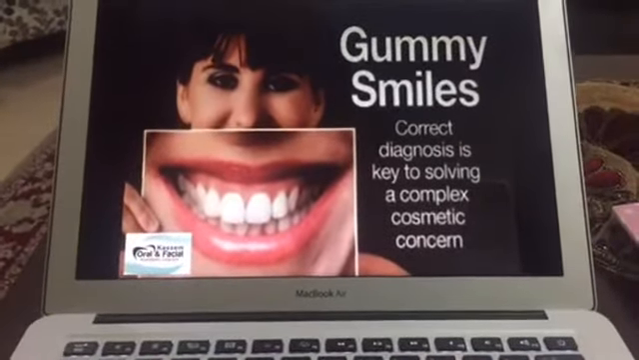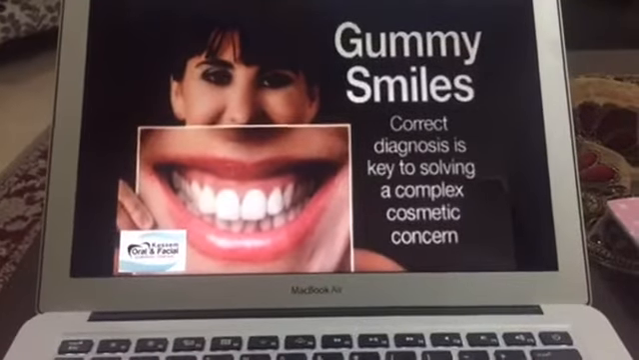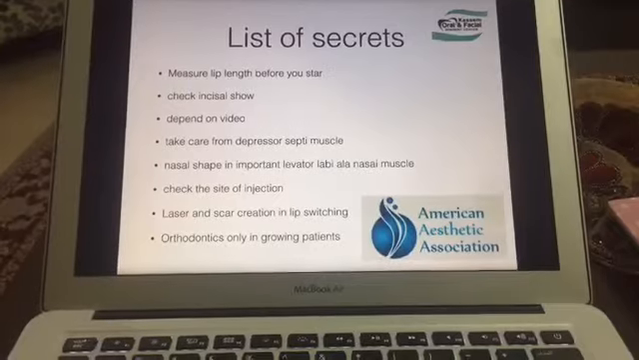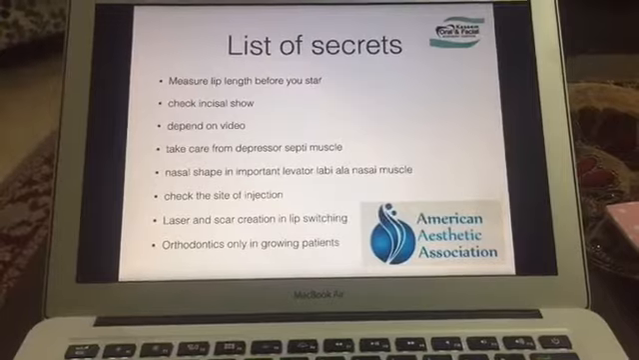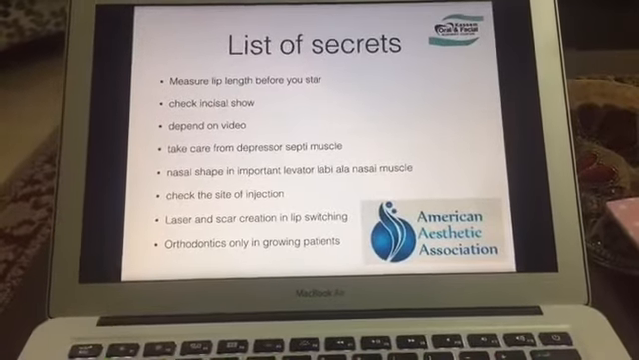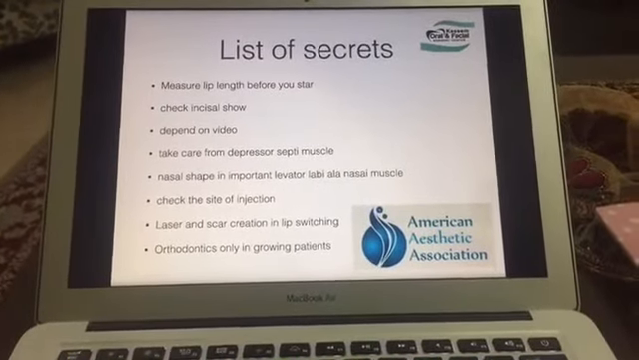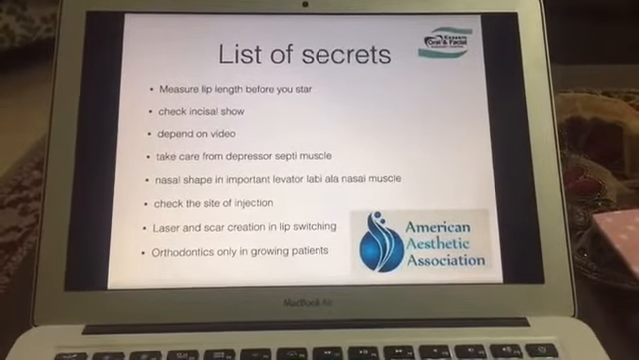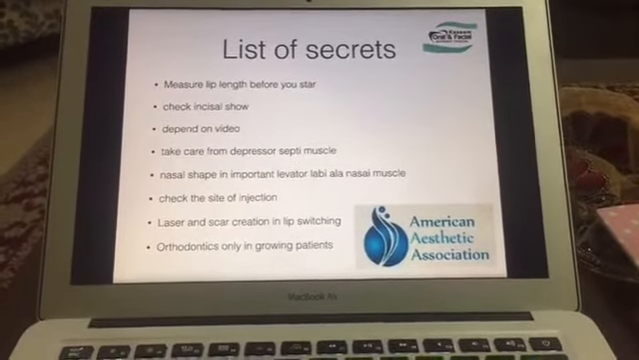With gummy smile, it's very important to get a correct diagnosis. It's very crucial to help our patients. Okay, this is a list of secrets. You have to measure the length of the lip before you start. You have to check the inside of the jaw, dependent on video. Take care of the depressor septi. Nasal shape is very important. So I have to take care of the levator labii alaeque nasi muscle. I have to check the site of the injection. If I do a lip switching, I prefer to do scar creation using laser. Orthodontics only in growing patients.